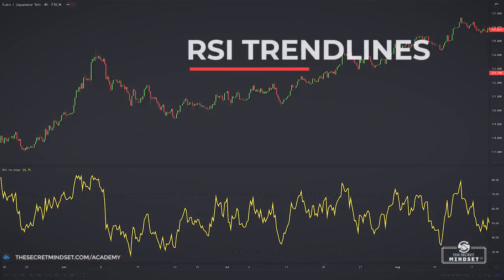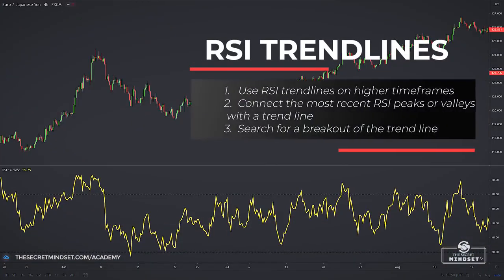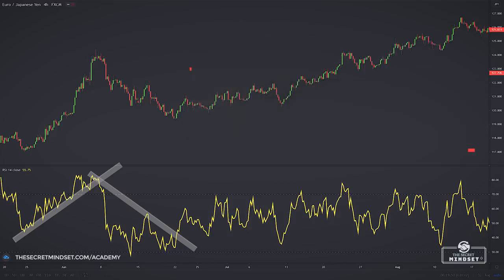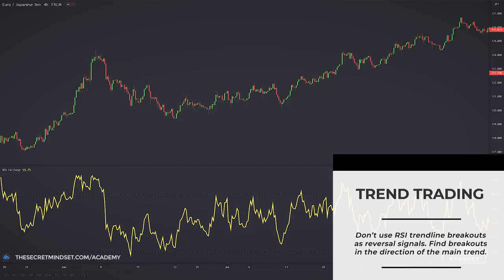I strongly advise you to use RSI trend lines on higher timeframes. The rules of this approach are straightforward. You only need to connect the most recent RSI peaks or valleys with a trend line and to search for a breakout, which will warn you that the market has lost its steam and the prevailing trend has lost its momentum. Also, don't use RSI trend lines as a reversal signal.